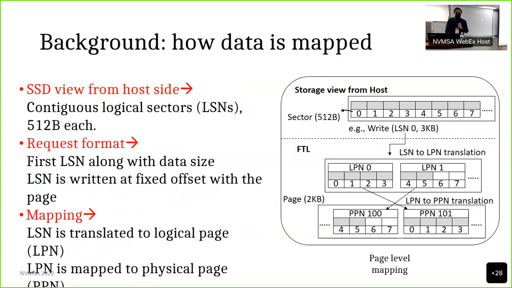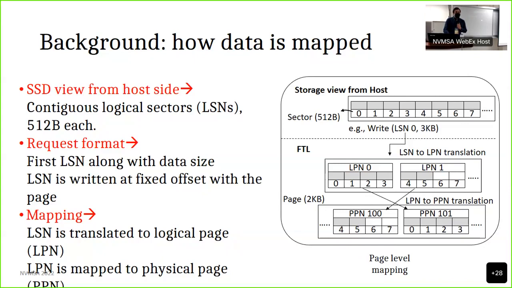Now I will talk about the merging and mapping, but before I do so, I would like to give you a background of how the conventional scheme maps the data. In particular, I will talk about the page level mapping. From the host, the SSD is viewed as a set of logical contiguous sectors. Each sector is 512 bytes. The request comes from the host in the form of a logical sector address, followed by the size of the request. So the contiguous following logical sectors are known implicitly starting from the logical sector number.